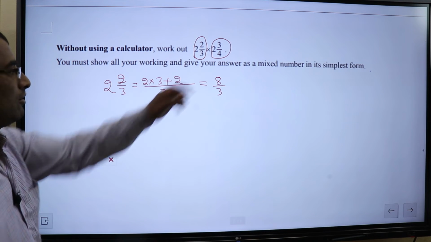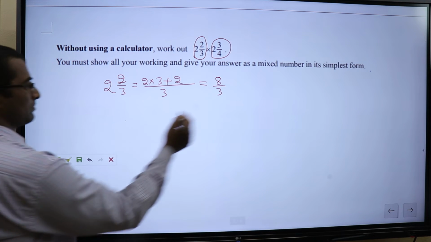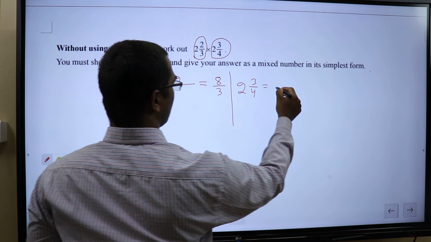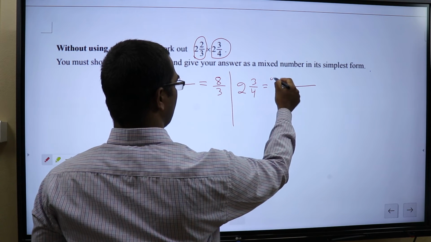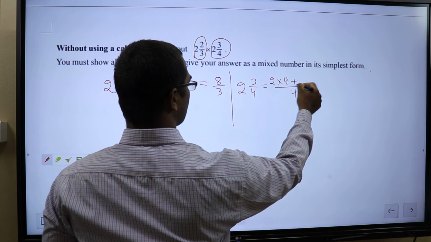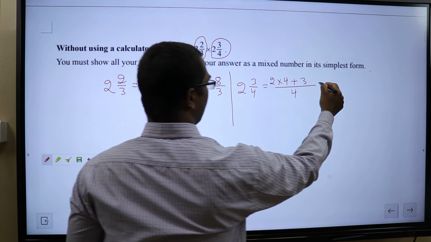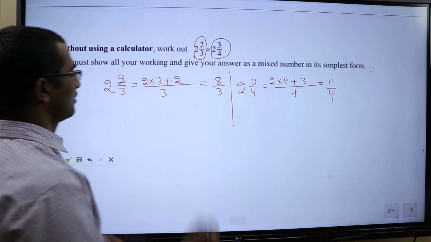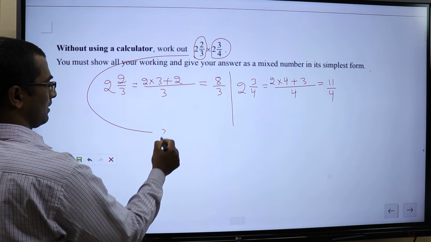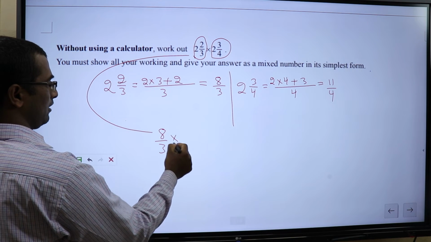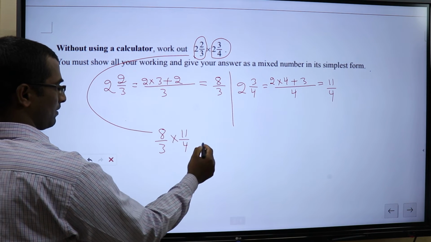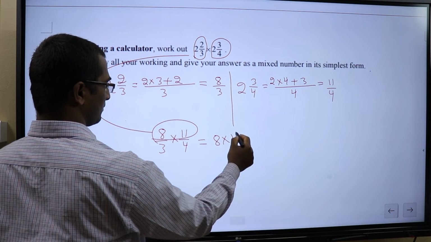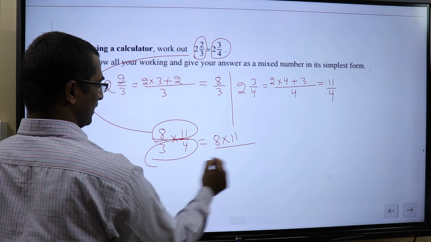Okay. Now how much will 2 3/4 become? 2 3/4 is equal to 4 in the denominator, and over here 2 into 4 plus 3, 8 plus 3, 11/4. Okay. So now this becomes 8/3 times 11/4. Numerators, in the numerator you write. Denominators, in the denominator.